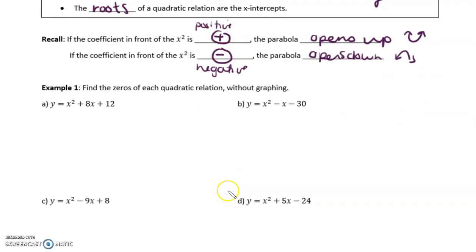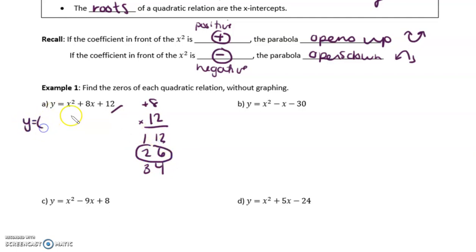So example 1, find the zeros of each quadratic relation without graphing. So how do we do this? As a recall, we are going to factor. So we are going to list the factors of 12 and then see which ones add to 8. So 1 and 12, 2 and 6, 3 and 4. So 2 and 6 add to 8. When we factor this, we get (x plus 2)(x plus 6).